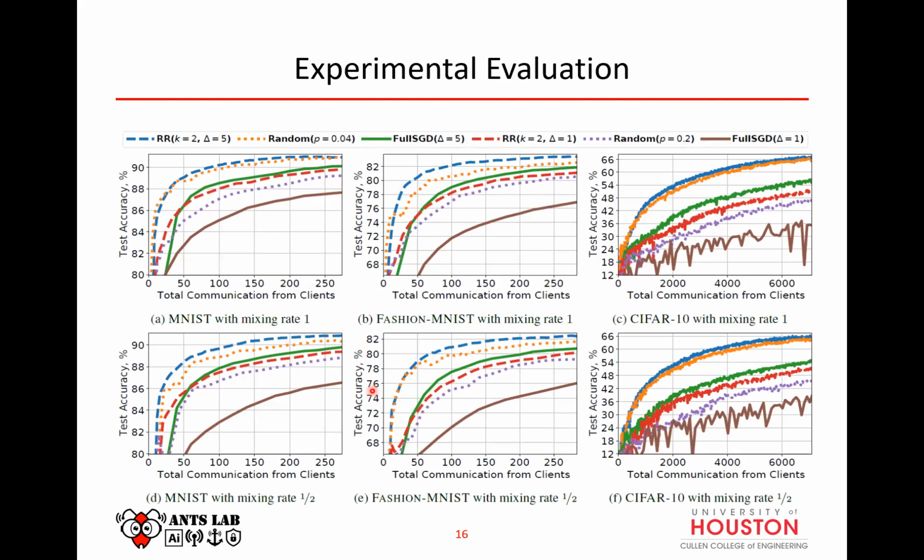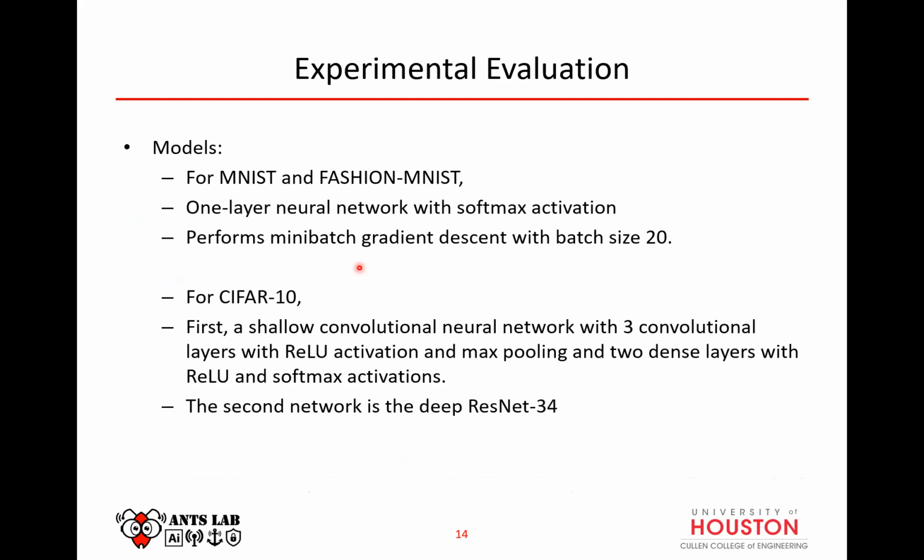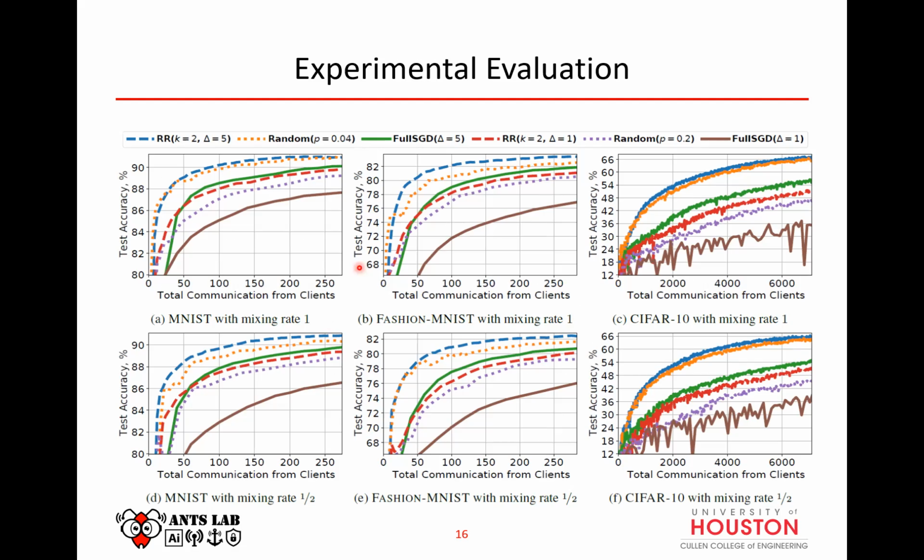Talking about the evaluation, first we see that this is an experiment by changing the mixing rate. The mixing rate was mu. By changing this mixing rate and seeing how non-IID the data can be. The 3 graphs represent the 3 data sets. So the first one would be the MNIST, second would be the Fashion MNIST, the third would be the CIFAR-10. And on the axis, you have the total communication coming from clients, or the total number of updates that goes from the client, and the accuracy on the left.